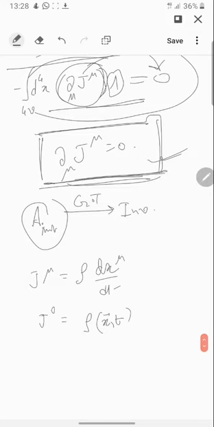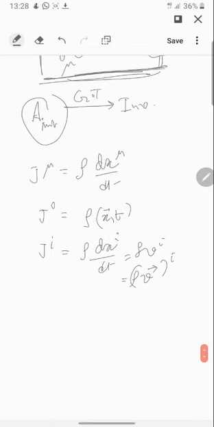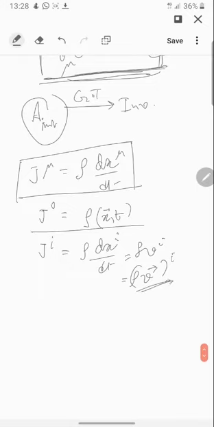And what is the three vector part? The J i part will be rho into dx i dt. So, basically rho into v i, that is charge density multiplied by velocity, ith component, right. This should be familiar to you by now. So, we have obtained the 4 vector J mu, whose 0th component is the charge density and the 3 vector component is charge density multiplied by the normal 3 velocity, not 4 velocity. So, this is our familiar definition of current density and charge density.